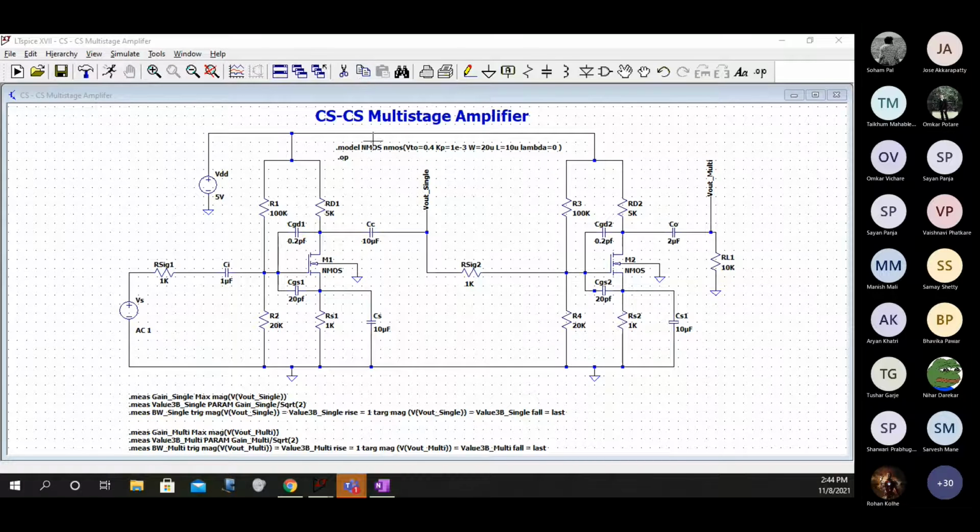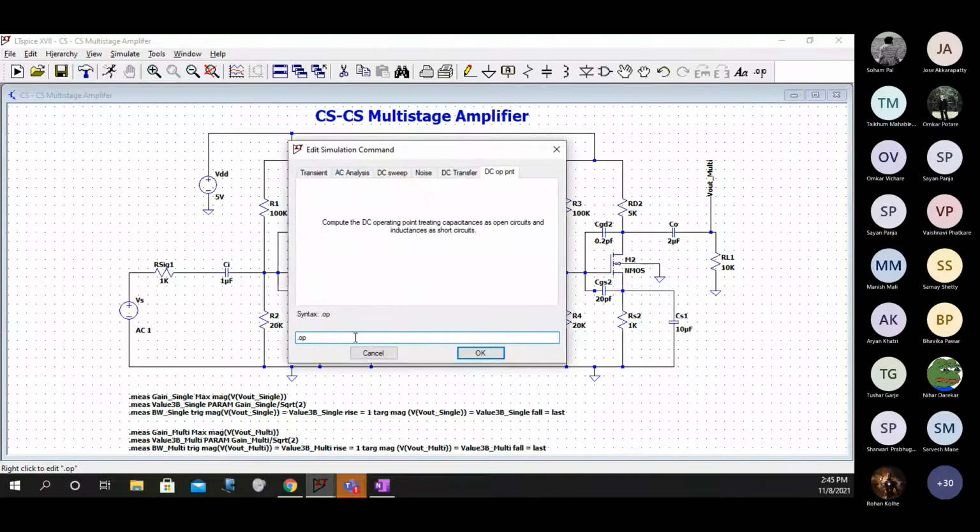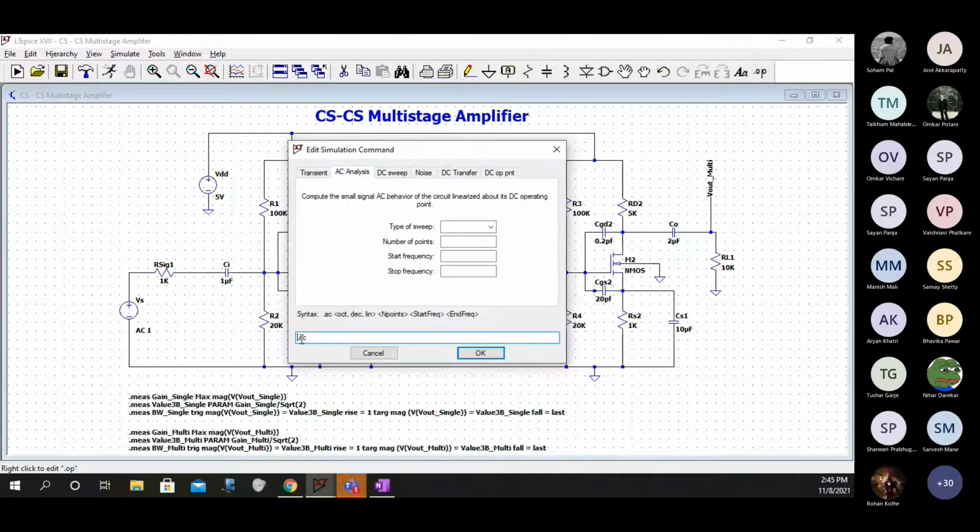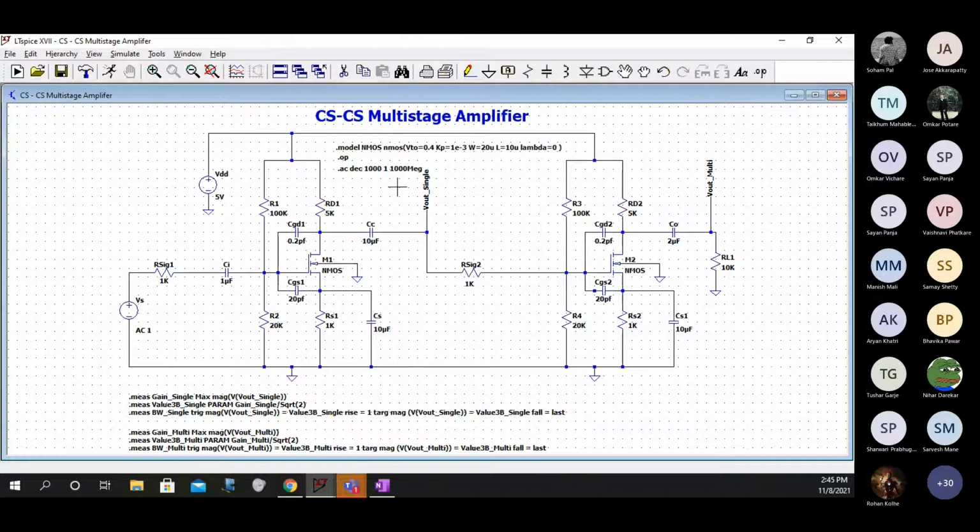Now what you can do there is use this copy command. See here, there is a trick. This is the button for copy, and copy this .op here. So now you have two .op commands. On any one, right click and change that .op to .ac in the regular way. 1000 meg. So now you are getting the .op and .ac commands together.